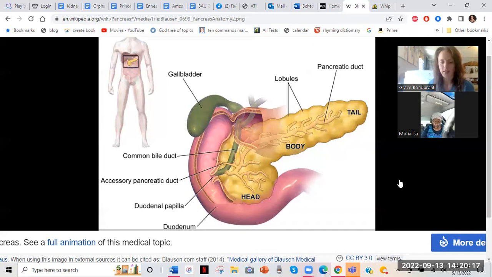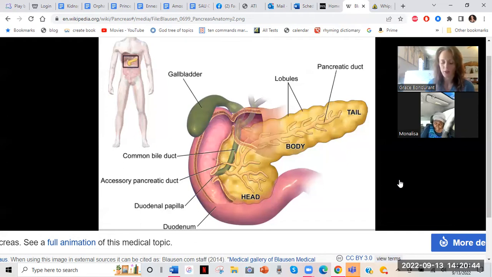The amylase is what breaks down carbohydrates. So amylase does carbs. Then there's lipase, and that sounds like lipids, right? Lipase, lipids, so that breaks down fats. And then the last one is trypsin, and that one breaks down proteins.